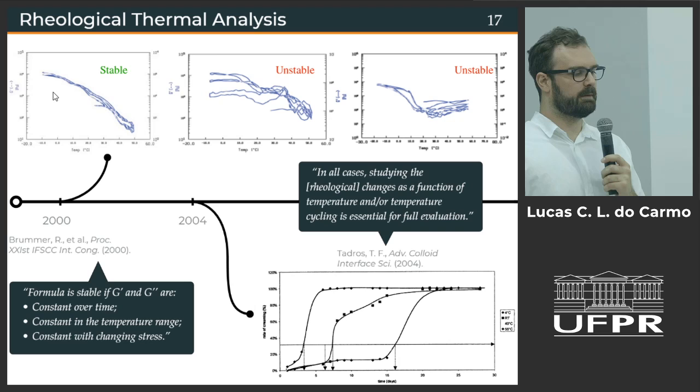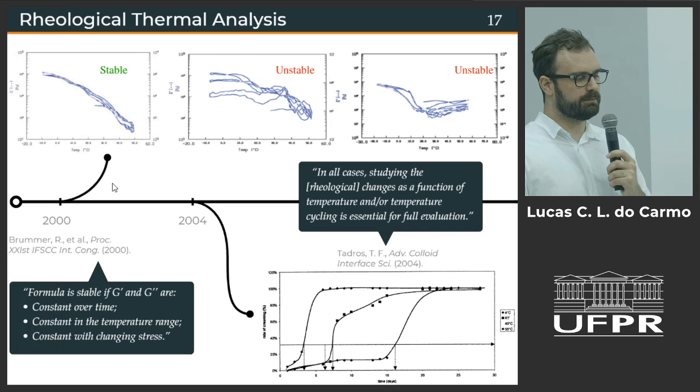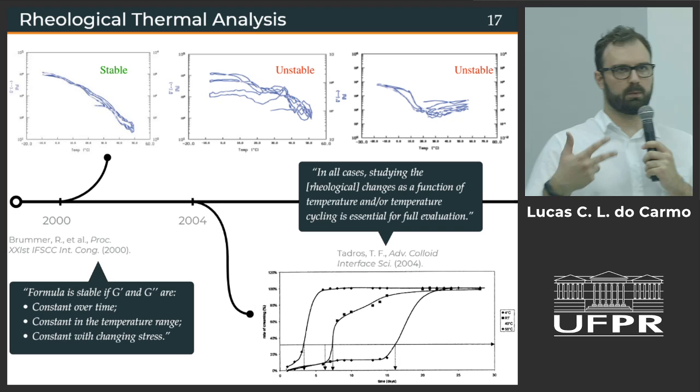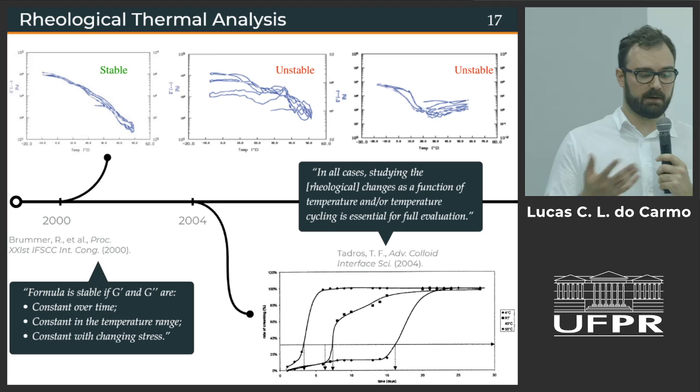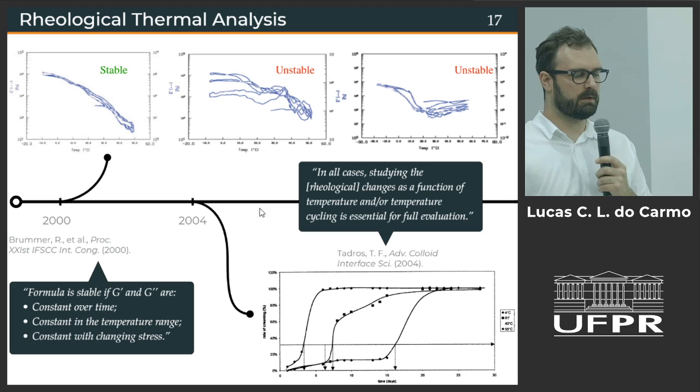Here we have G prime on the y-axis and temperature on the x-axis. Over several temperature cycles, he found that G prime for these samples was constant, which was not true for other samples that have varying values of G prime over the temperature cycles. And then a little bit later, Tadros claimed that studying the rheological properties as a function of temperature cycles or temperature is essential for the full evaluation of cosmetics and emulsion stability.